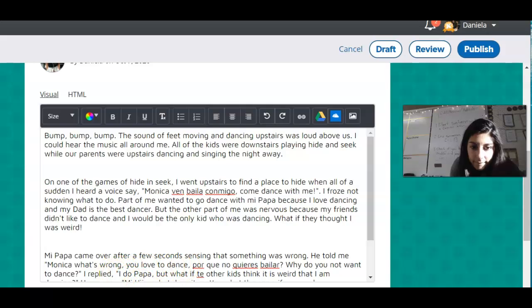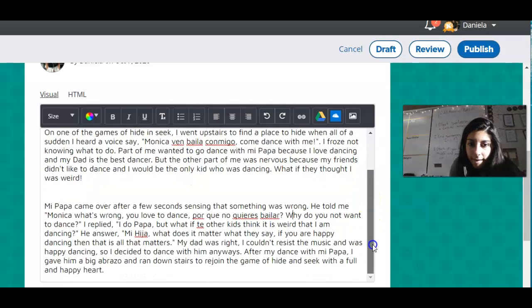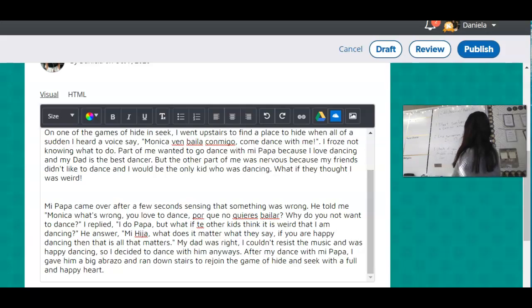I have another capital letter here when I started my sentence. Let's see, a capital letter here, here, here, and that's the end of my story. So I have done this step. I checked to see if my sentences started with a capital letter.